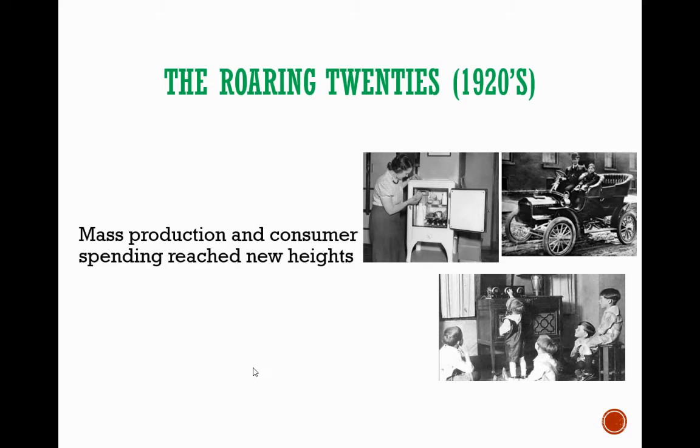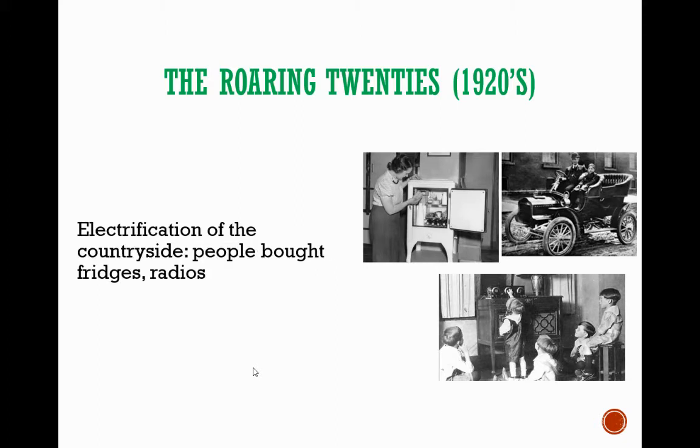All right, and we had mass production, we had consumer spending reaching new heights. People were making more money and they were spending more money, and we were also producing more things, right? There was more stuff to buy with that new money. And electricity made its way into the countryside, right? So electricity made its way into the farms, and so people started to own refrigerators, fridges.